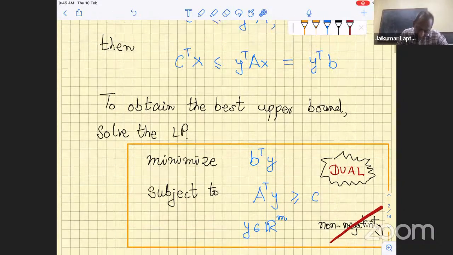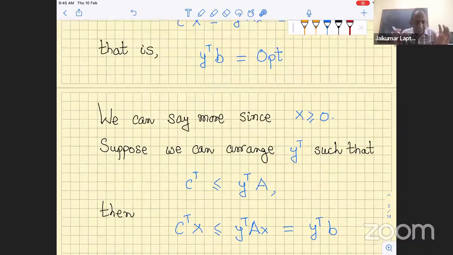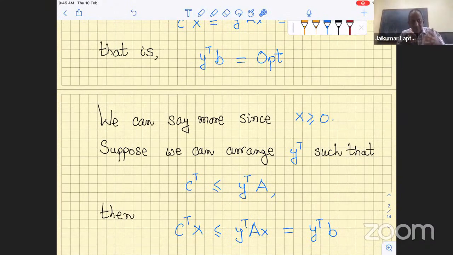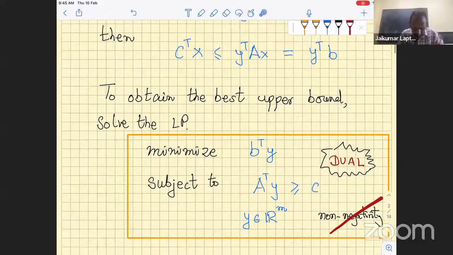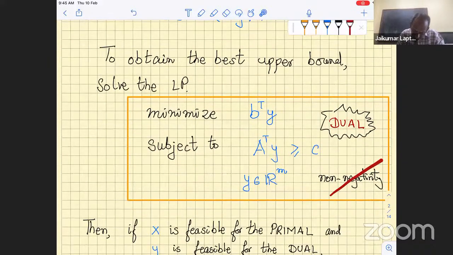So we started with the mission of trying to find an upper bound for the optimum of the original linear program by using a certain method, by just trying to combine equations by multiplying them by some scalars. And the best upper bound that we can achieve is expressed by this linear program. This linear program is called the dual of the original linear program. The original program is sometimes called primal, and this is called dual.